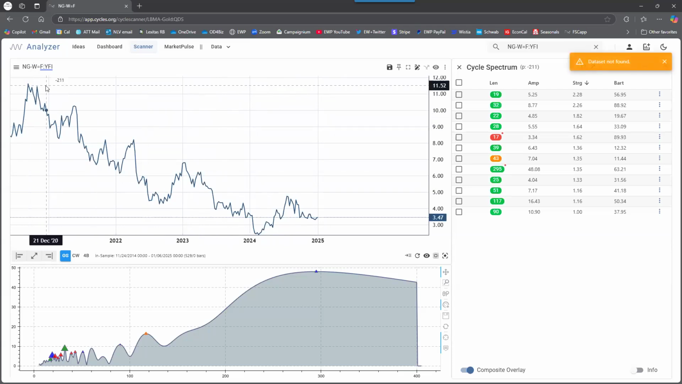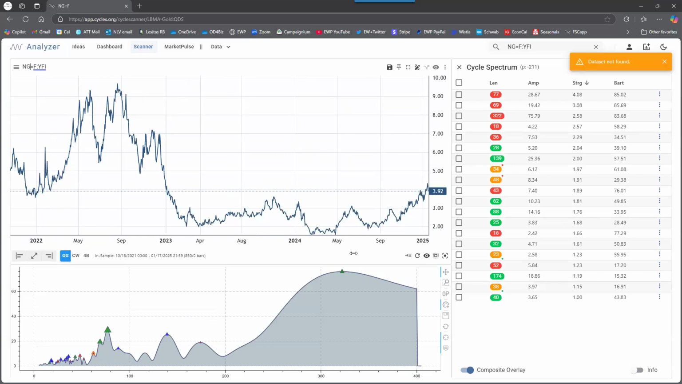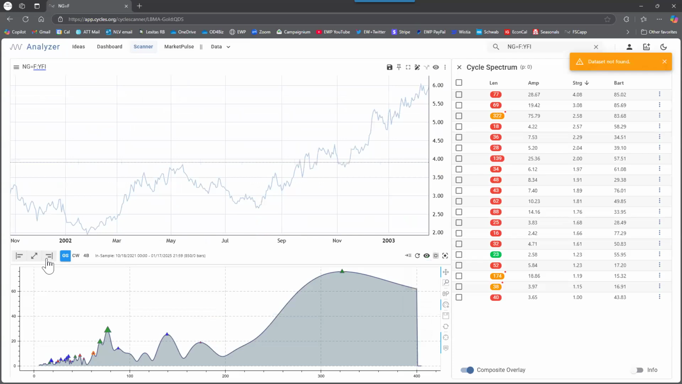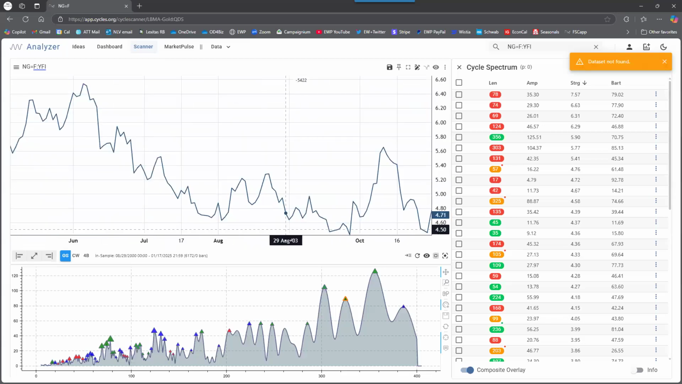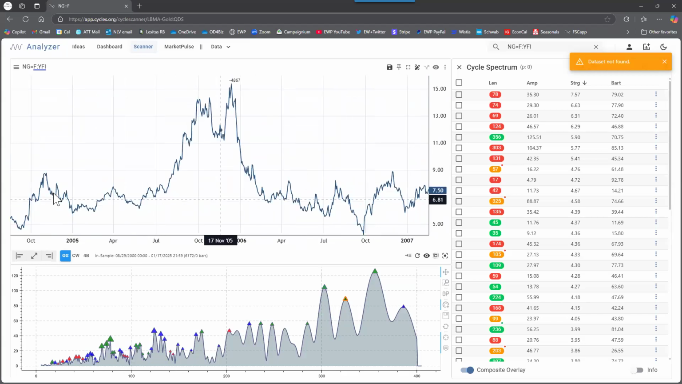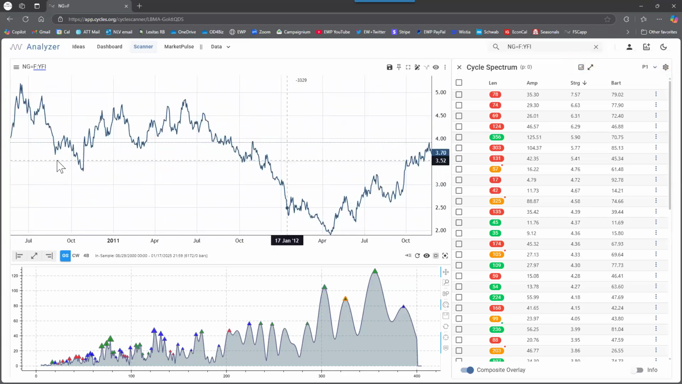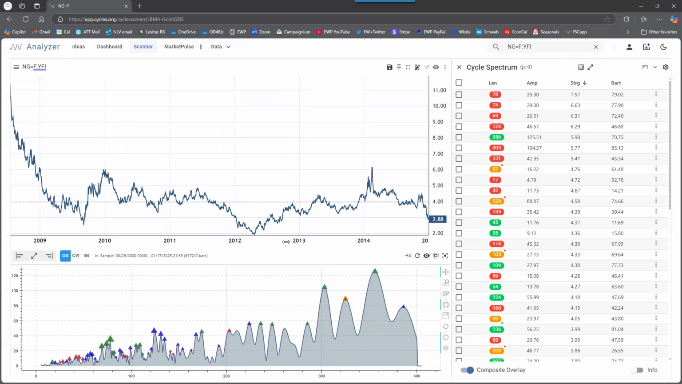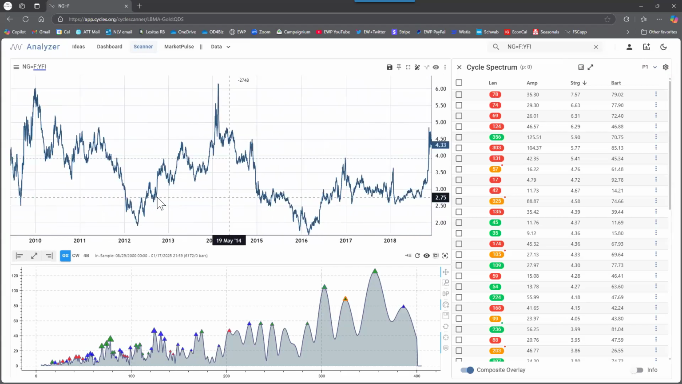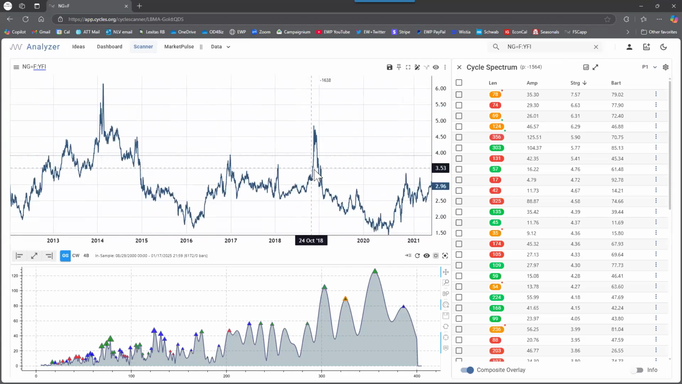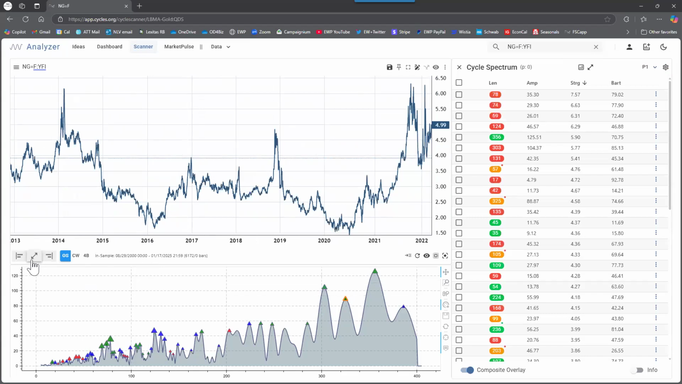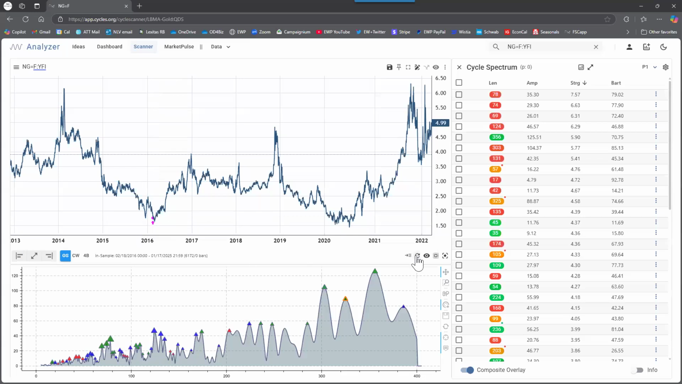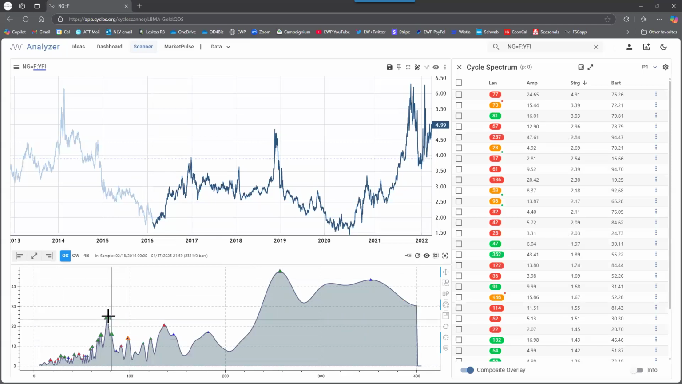Okay, we'll just look at daily data on this. No, it's got plenty of data, probably way too much data to look at. So I'm going to look at it from the 2016 low. Okay, that cleaned it up substantially.